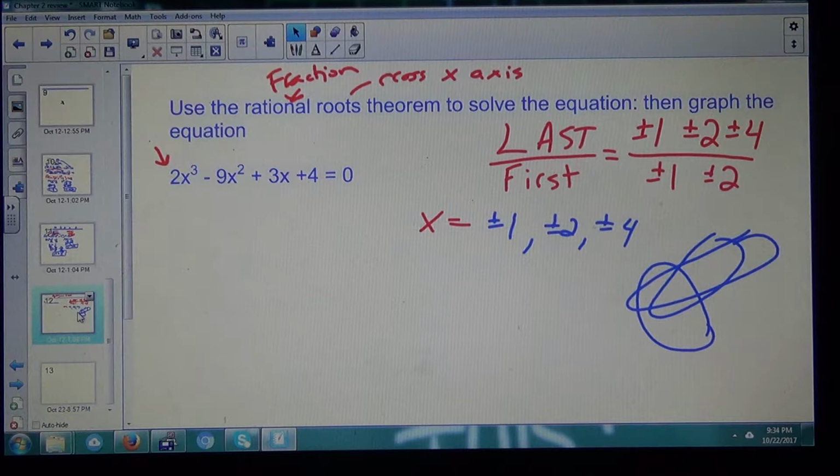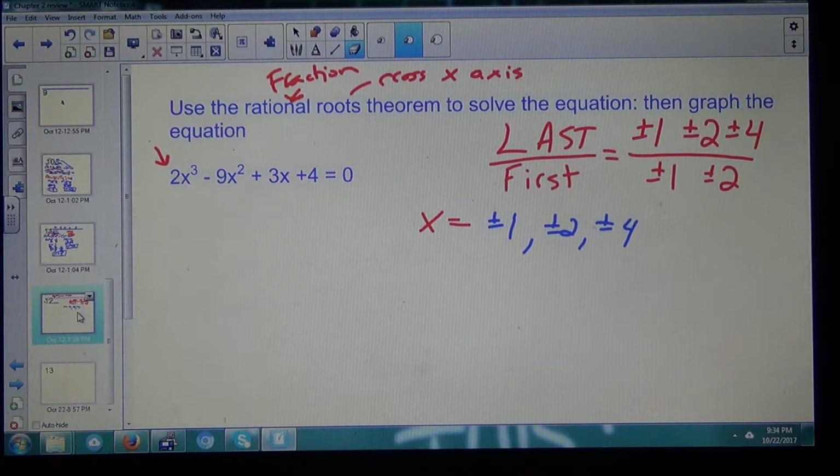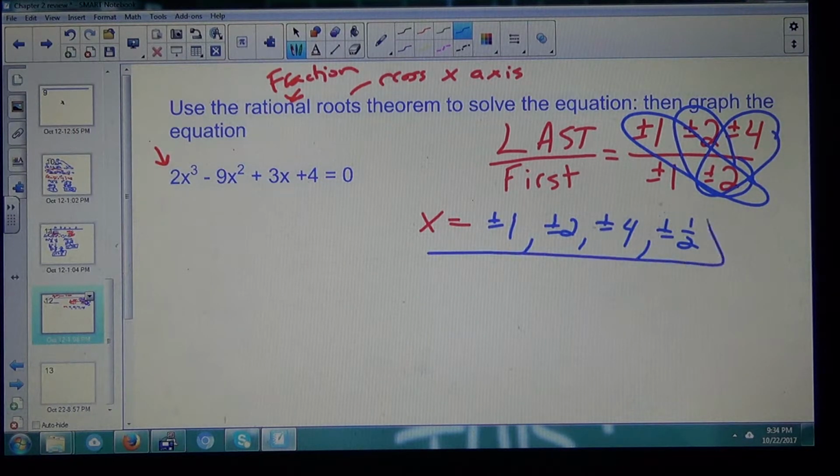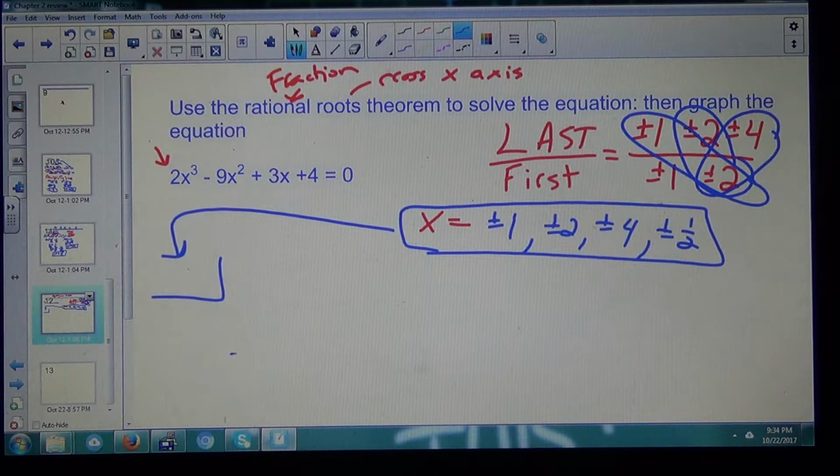Okay, so now I'm going to use the 2 on the bottom. So it's 1/2. I'm going to use the 2 over 2. Well, what's 2 over 2 turn into? 1. And what's 4 over 2 turn into? 2. So actually, here are my 8 choices that are going to go into my, you got it, synthetic division.